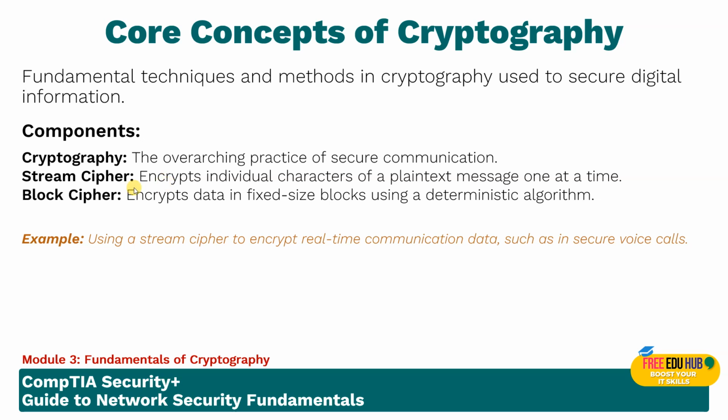In stream cipher, it encrypts the individual characters of a plain text message one at a time. So it takes one character in plain text at a time and converts it into ciphertext. Of course, since it's taking one character at a time, it takes more time, but it is more secure. Whereas block cipher encrypts fixed-size blocks using a deterministic algorithm. So it takes a fixed length and then converts it. Of course, block cipher is much faster than stream cipher. An example is using a stream cipher to encrypt real-time communication data, like secure voice calls, etc.